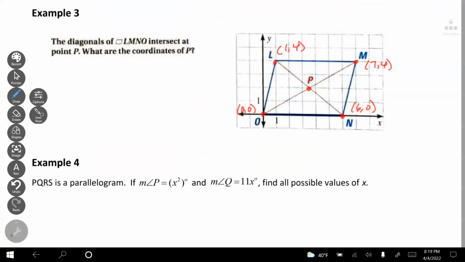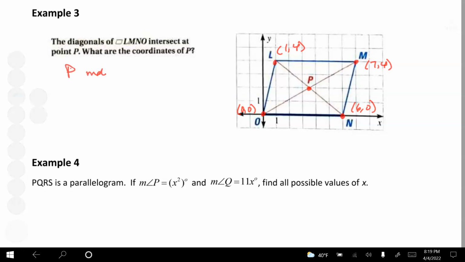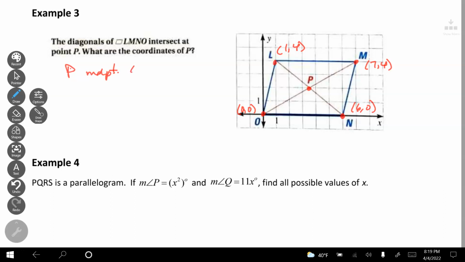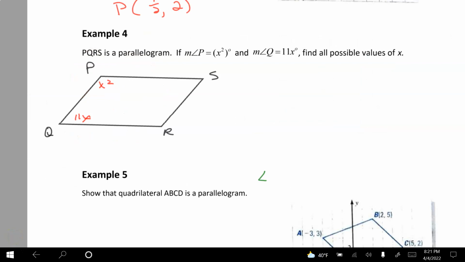I know P is the midpoint of either LN or MO. So P is the midpoint of LN or MO. It's up to you. And the midpoint formula is I add the x's, 1 plus 6 divided by 2. Add the y's, 4 plus 0 over 2. The point P is the point 7 over 2, comma 2. Pretty easy.